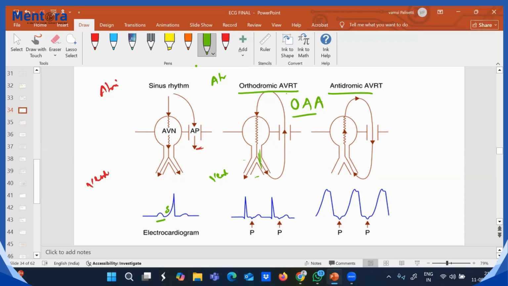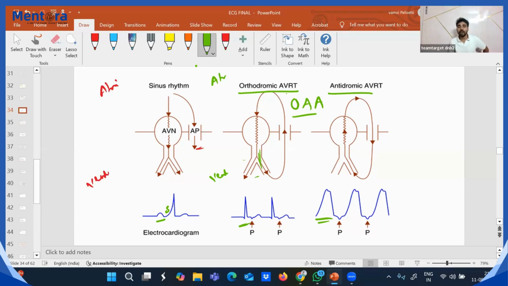Okay. So here in orthodromic, because the impulse is going from the atria to the ventricle through the AV node, which is a specialized conductive tissue, you will have a narrow QRS complex. Accepted? But in the case of the antidromic pathway, the impulse will travel through the accessory pathway and excite the ventricles, and again reach the atria via the AV node. Because the impulse is traveling through the accessory pathway, it is slow, so your QRS complex will be wide.